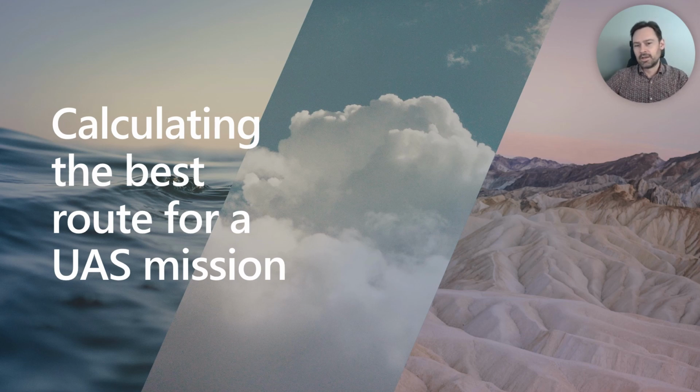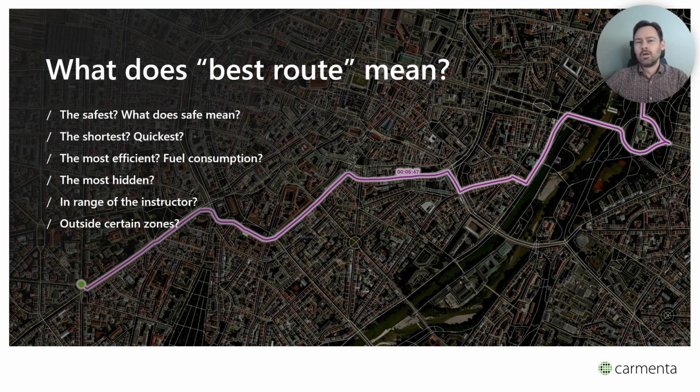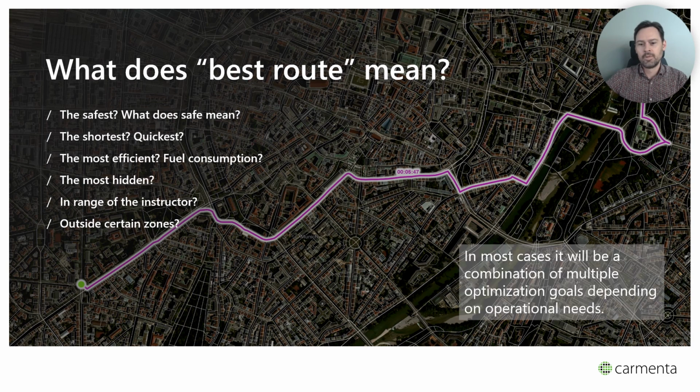Next, let me go into the other analysis that we'll look at in more depth, the route calculation for drones, and more specifically, nap of the Earth flight. Here we want to calculate the best route for a drone mission. But what does best route mean? Is it the safest? And in that case, what does safe mean? Is it the shortest? Is it the quickest? Is it perhaps the most fuel efficient? Is it the most hidden? Is it in range of the instructor? Is it outside certain zones? In most cases, it will be a combination of multiple optimization goals depending on the operational needs.